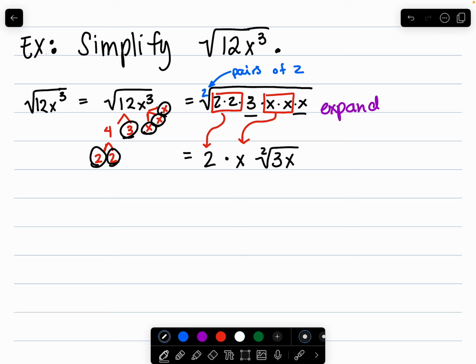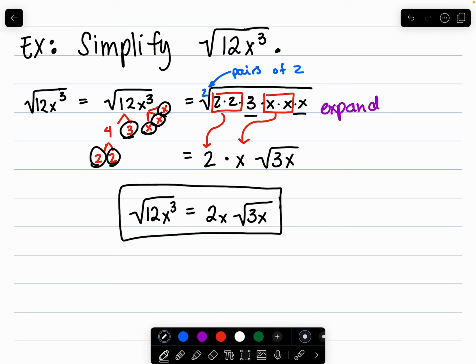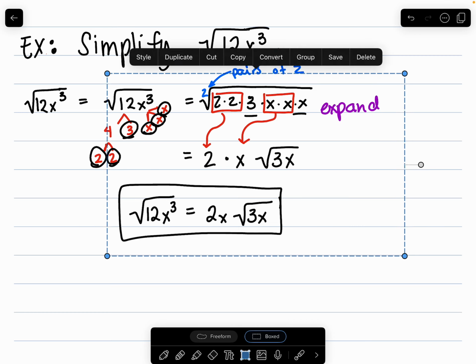You don't have to write the 2 here anymore because it's square root. It's always going to be 2 there unless it says otherwise. So square root of 12x cubed equals 2x square root of 3x. There is another way to do this, but I would suggest this way because it's easier. But if you would like to stay longer, I'll show you another way to do this.